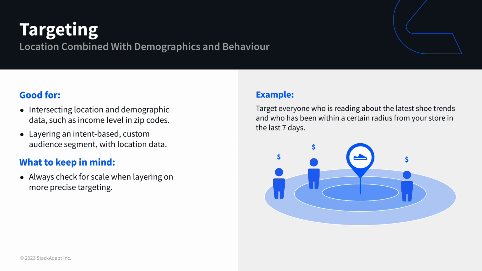to get something that's very, very likely to convert in the store. The example here is targeting everybody who's reading about the latest shoe trends and who has been within a certain radius from your store in the last 7 days. This enables us to make sure that we're reaching people that are interested in purchasing shoes within the last 30 days. And we're using geo-radius or location-based targeting to make sure that we're not wasting spend on people that aren't going to go to the store and aren't residing nearby that specific store that we're trying to drive the traffic to.